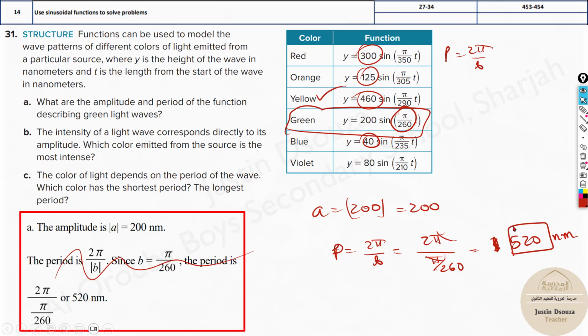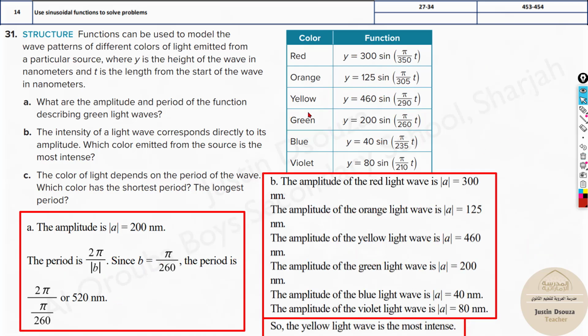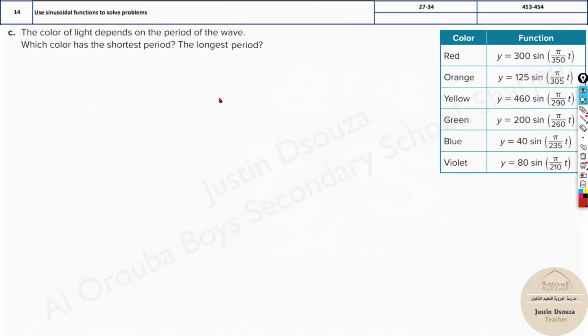Over here, the amplitude is 200. It's nanometers here as well. They have clearly mentioned it, and it's 520 nanometers. And then what about the B? We told yellow is having the highest. Yes, it's yellow.